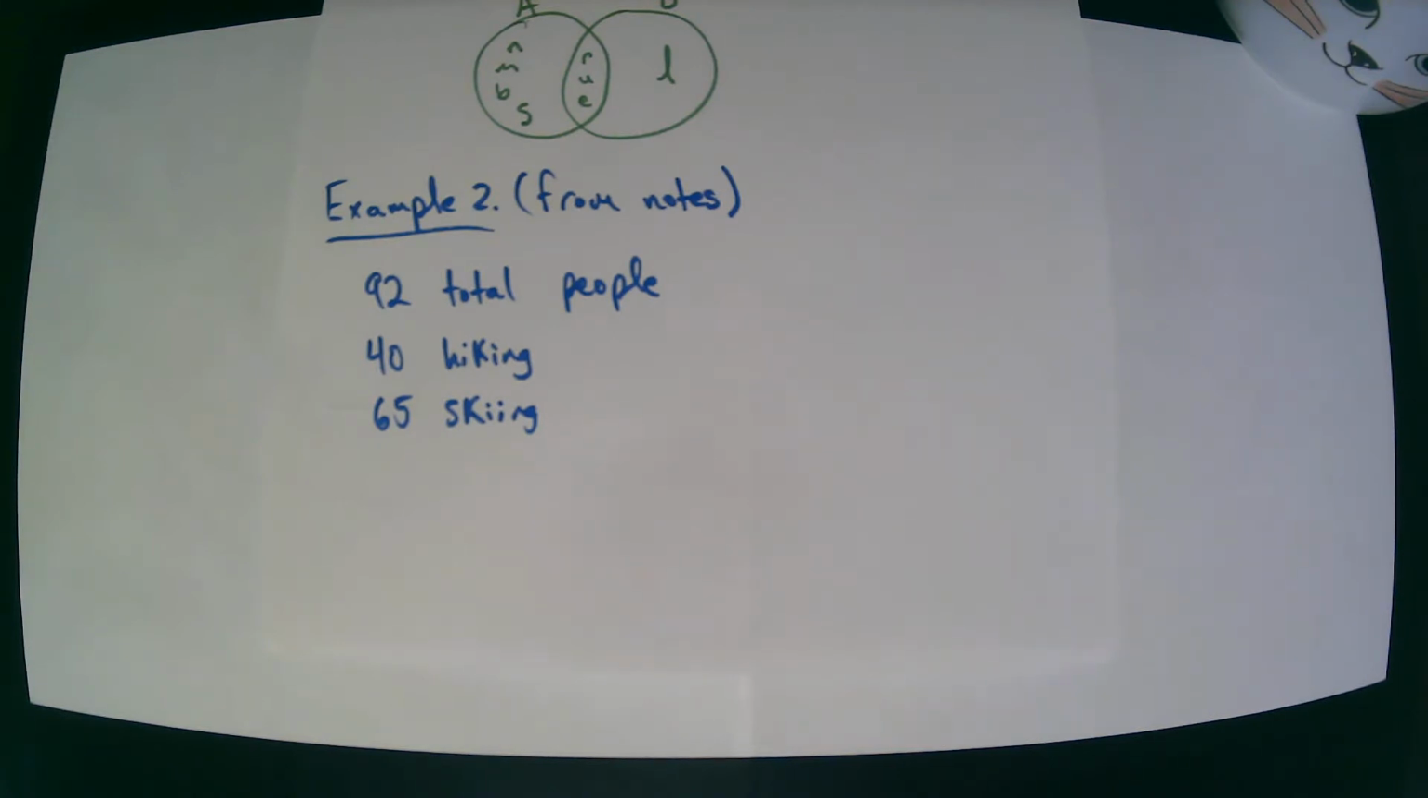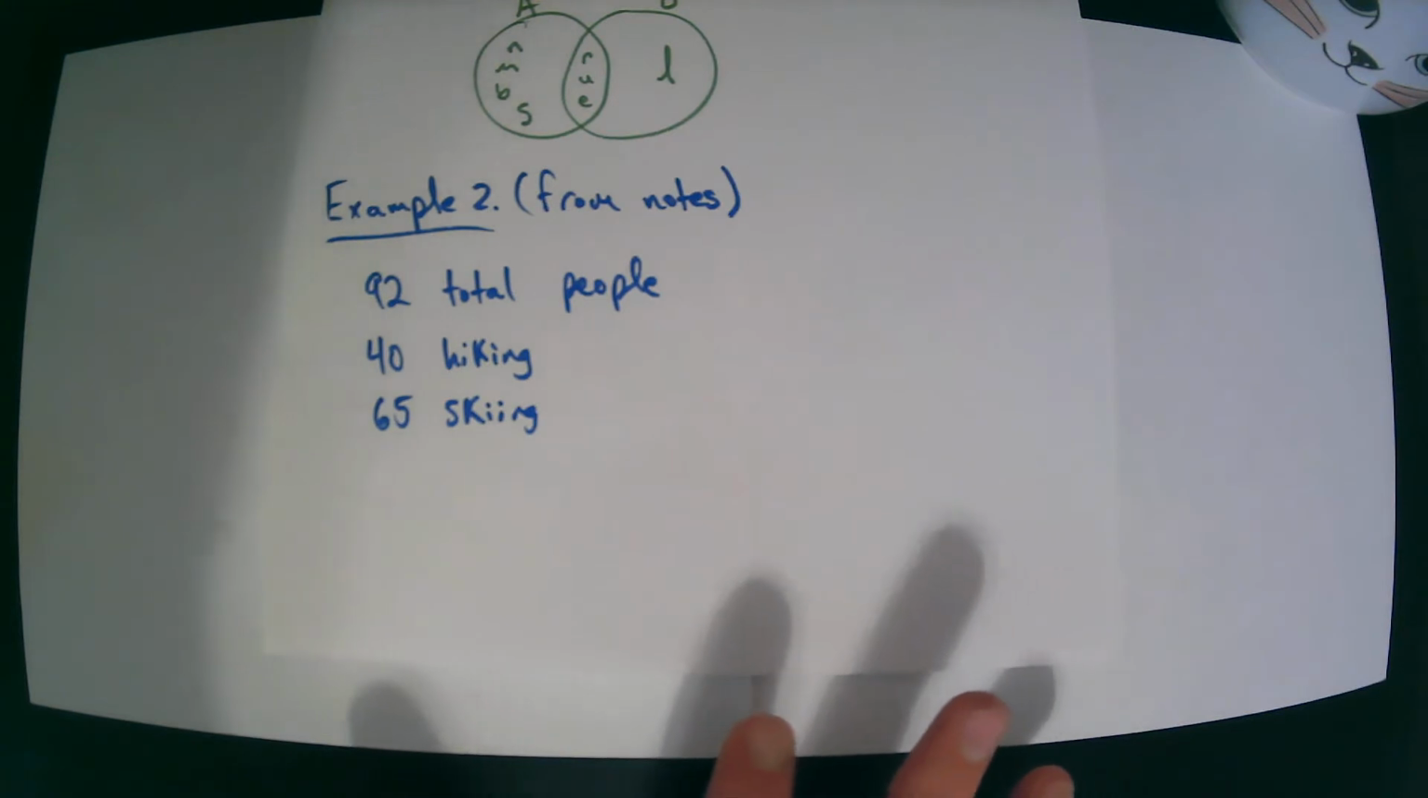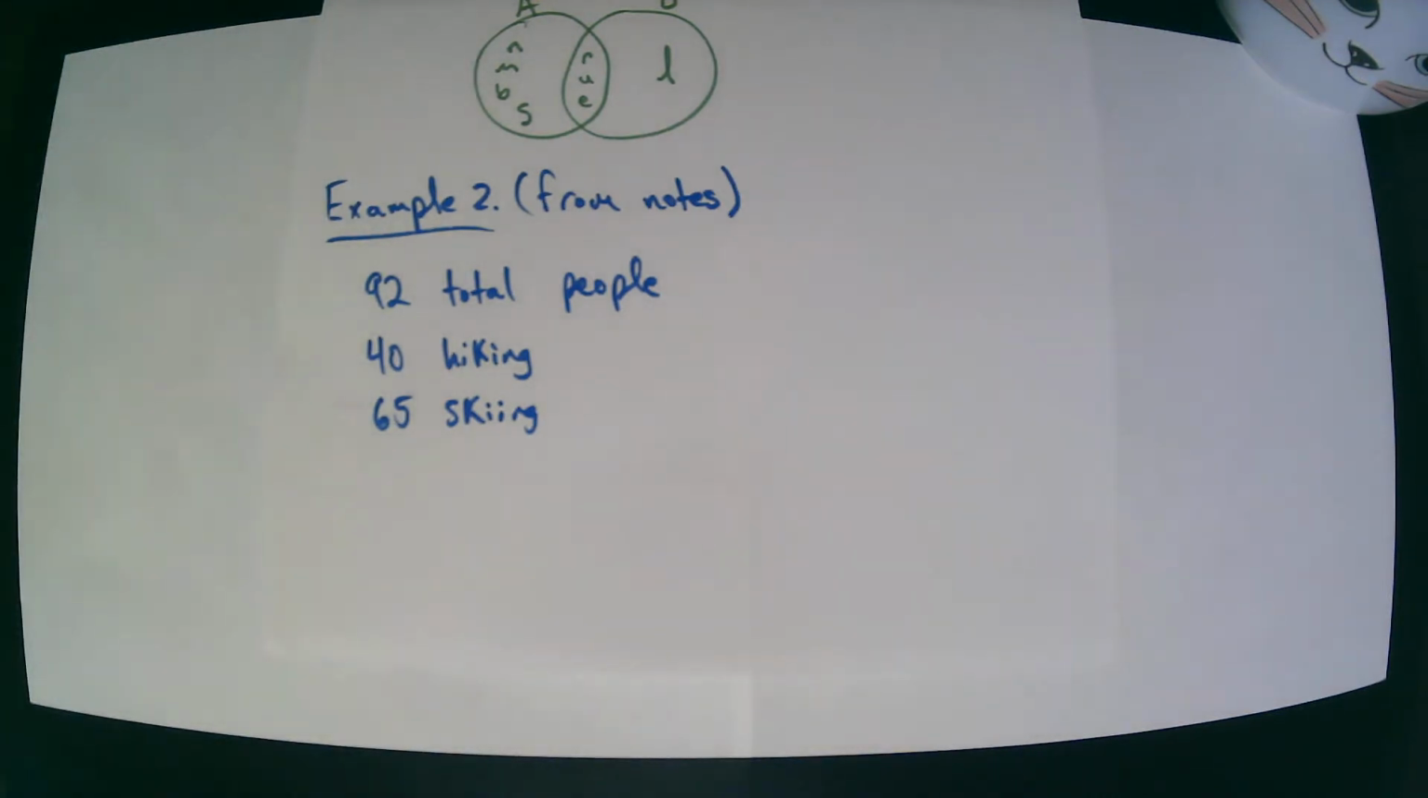Okay, so suppose 92 people went on a trip to Colorado. Of those 92 people, 40 went hiking and 65 went skiing. How many must have done both activities, assuming everyone did at least one activity, so no one sat out and did nothing? Then I rephrase the question in a more technical sense.